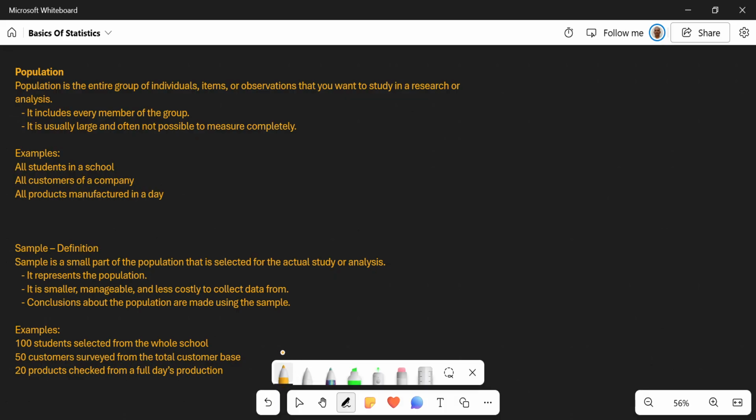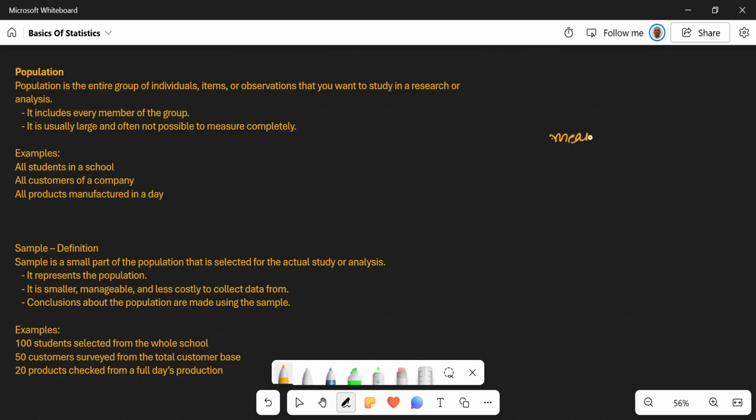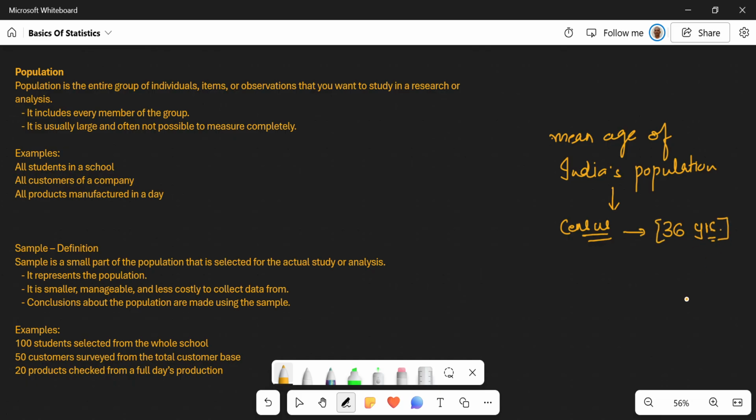if I'm doing a population study and I'm studying the mean age of India's population, and I go and do a census study of each and every Indian citizen and find out that 36 years is the average age of Indians, since I've taken each and every member of the population into account, this India's population is what? My total population.